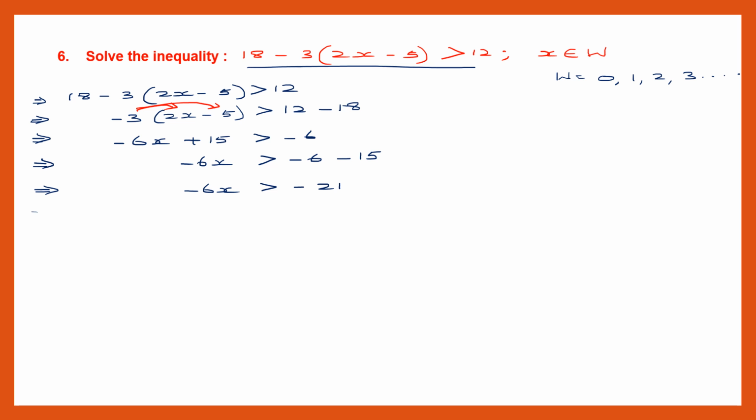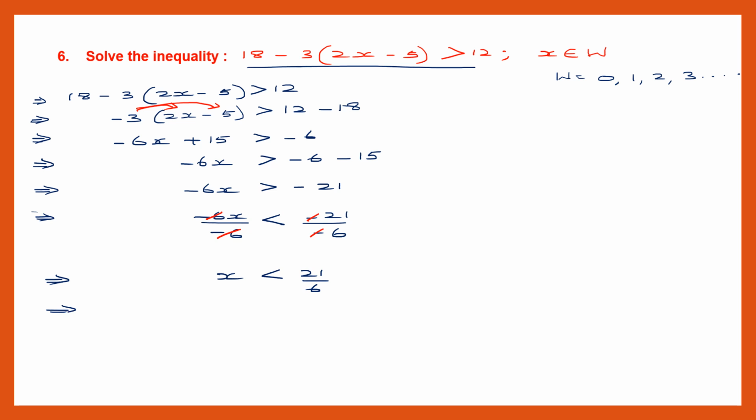So now to find the value of x, I need to divide this by minus 6. So let's do that. So minus 6x divided by minus 6. And on the other side also minus 21 divided by minus 6. Now here, remember when you divide by a negative number, your sign will reverse. So this is now going to change and I'll put it the reverse way. So this is how it is. So now let's cancel this. I can cancel the minus signs also here. So here what do I have now? x is less than 21 by 6.